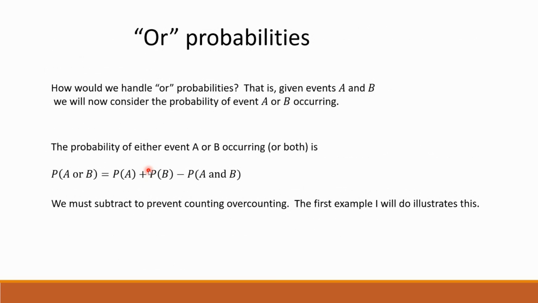And the first example I'm going to do actually illustrates why we have to subtract, which I also wrote here. Basically, if you don't subtract this, you might be overcounting certain outcomes. You might be counting them more than once, which you should not be doing. That's why we have to subtract this.